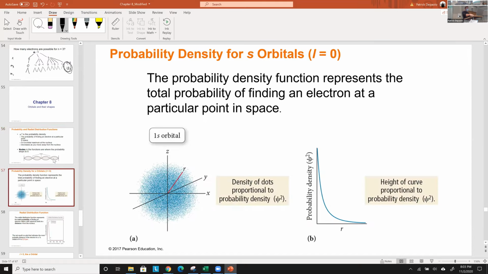All right, so probability distribution, we talked about that. So basically how that works is, this is an s orbital. So the probability distribution for an s orbital looks like this, meaning the electron is probably going to be in there, but we don't know for sure. It could be close, it could be really far away.